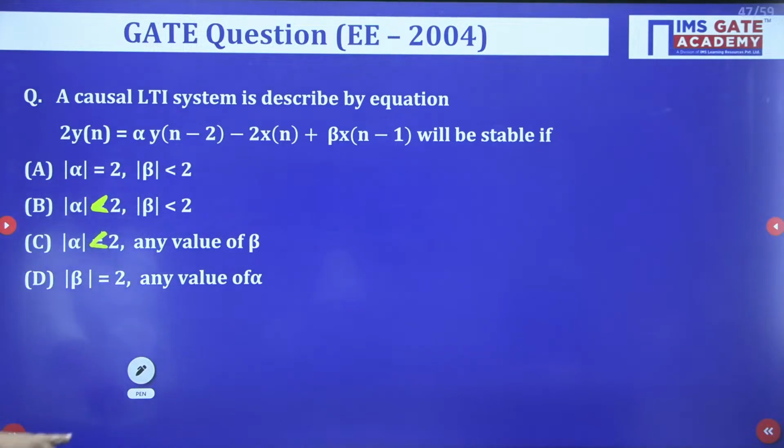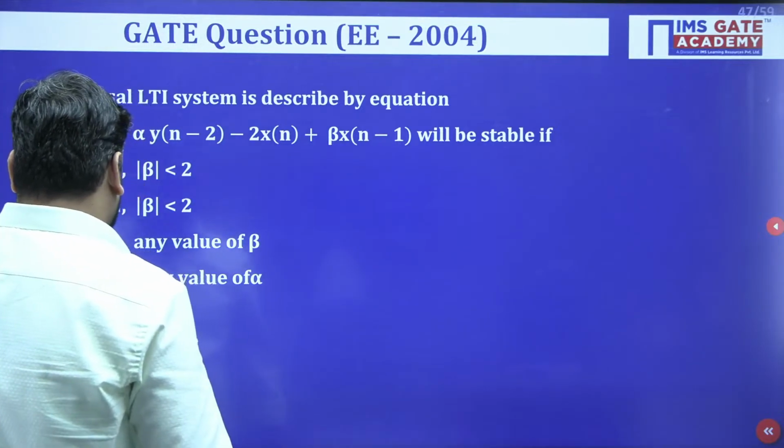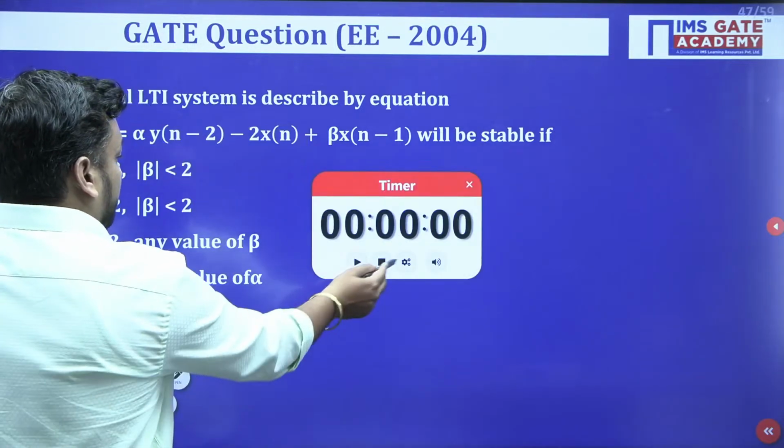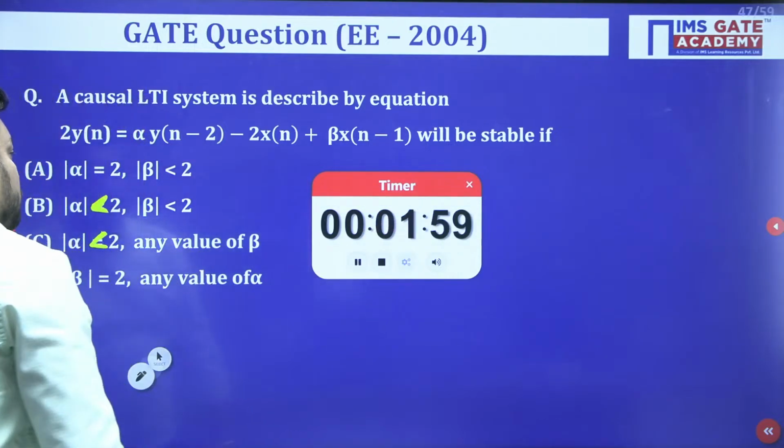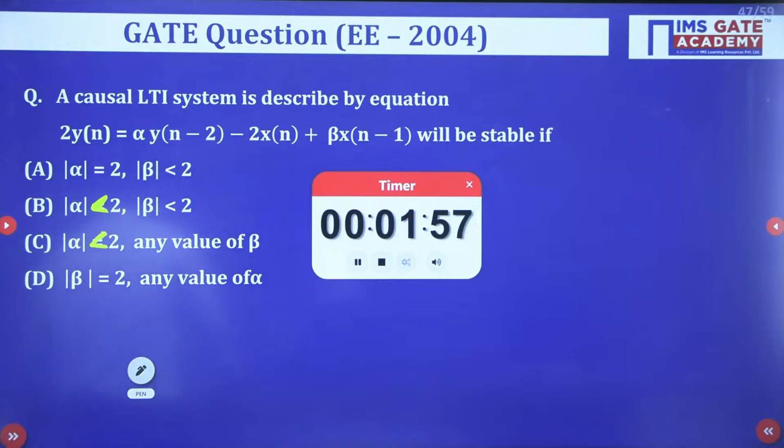Try to solve this question guys. I am giving you a 2-minute timer. Try to solve this question fast.